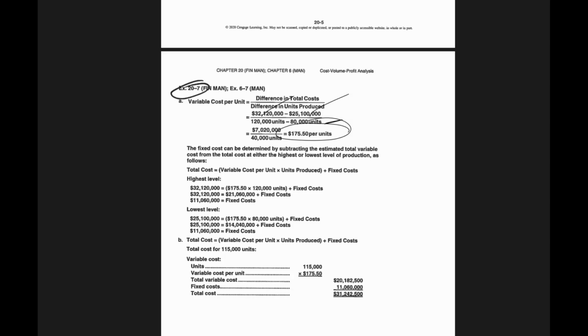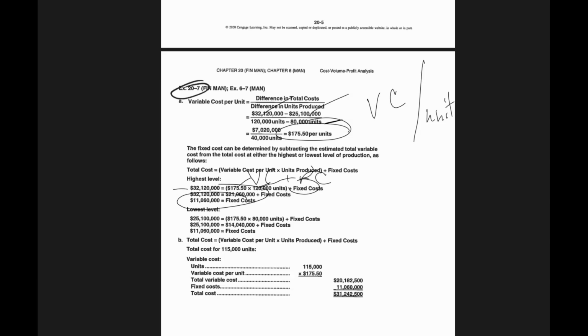So let's check it out. 175.50 is the variable cost per unit. Then how many units are we going to produce? Let's just go with the high. So take it times 120,000 plus fixed costs. That's what we're solving. We know that our total cost here is 32.12 million. That's the high, and we're calculating the variable cost plus the fixed cost, and we're solving for the fixed cost. So we can now solve and say fixed cost is 11 million.